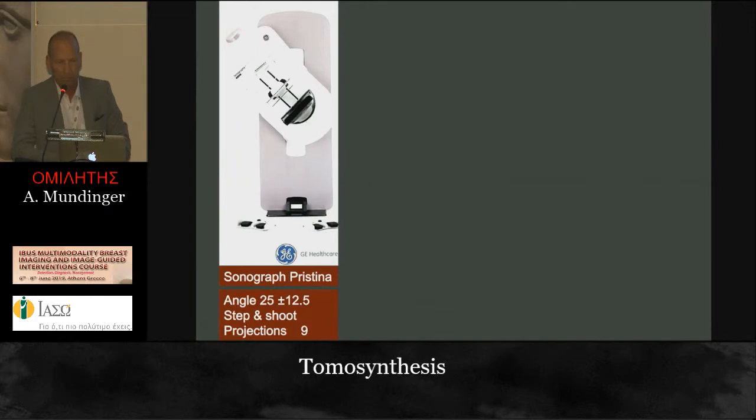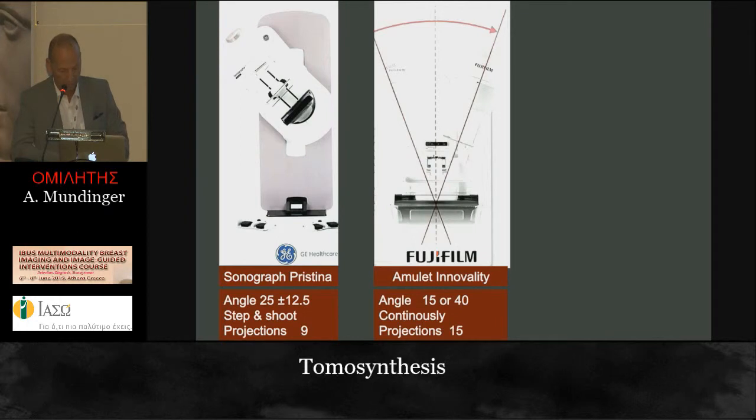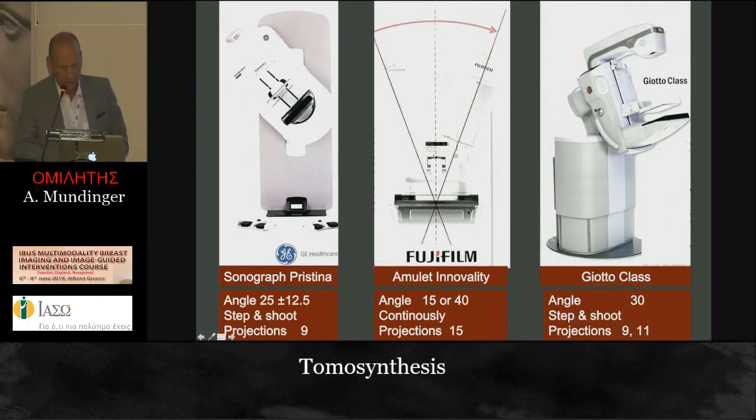And this is the newest update, 2019 to 2020. What do the big vendors offer? This is a GE system, this is a Fuji system, and I just focused on angles, continuous or step and shoot technique, and the number of projections, and these three are quite similar.